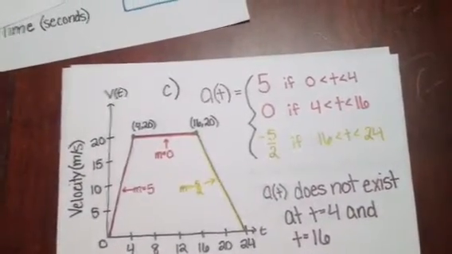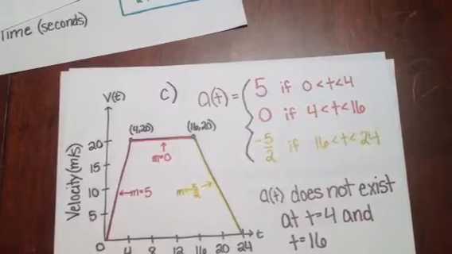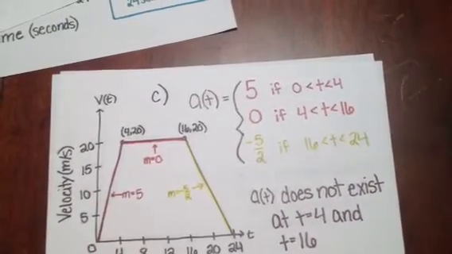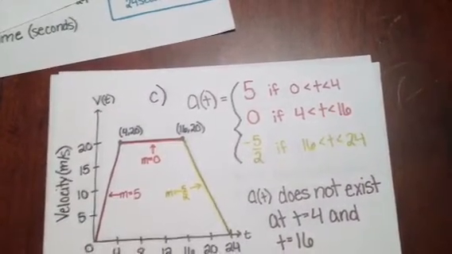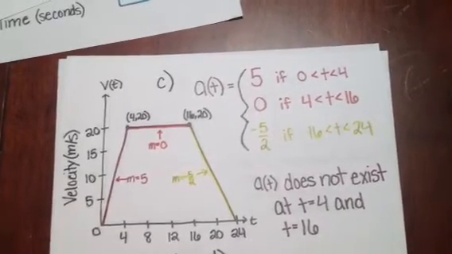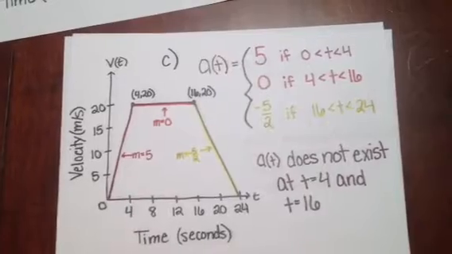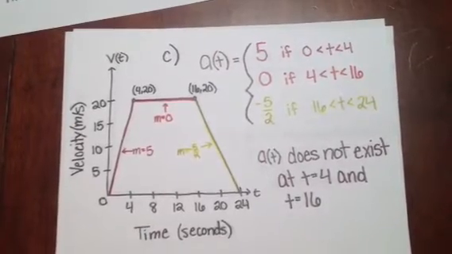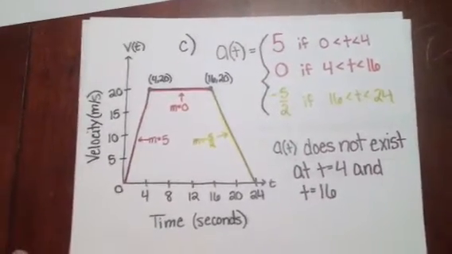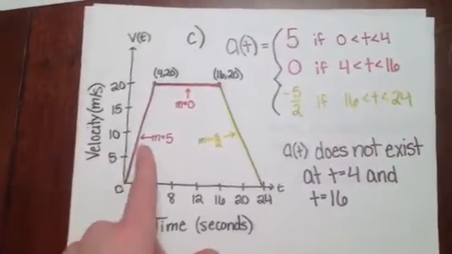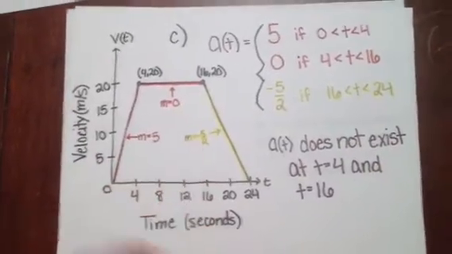5 is from t values of 0 to 4. 0 is t values from 4 to 16. And negative 5/2 is t values from 16 to 24. A of t does not exist at t equals 4 and t equals 16 because neither are differentiable, since the slopes approaching from the left and right are not equal.